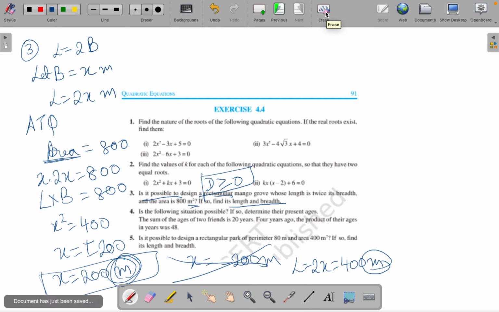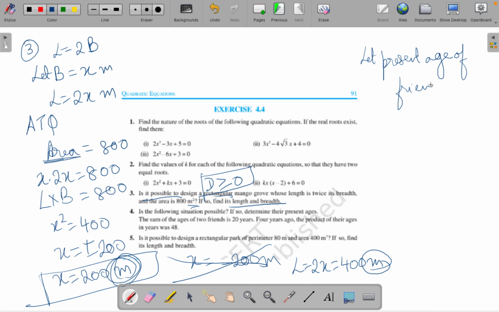Again, age questions, again you have to remember. Again, is the situation possible? Is the situation possible means again you have to calculate D and check whether it is greater than equal to 0. The sum of ages of two friends is 20 years. So let present age of, there are two friends, right? Friend 1, if I take it as x years, children, so is it understood that the second friend's age will be 20 minus x, right? So these are the present ages.